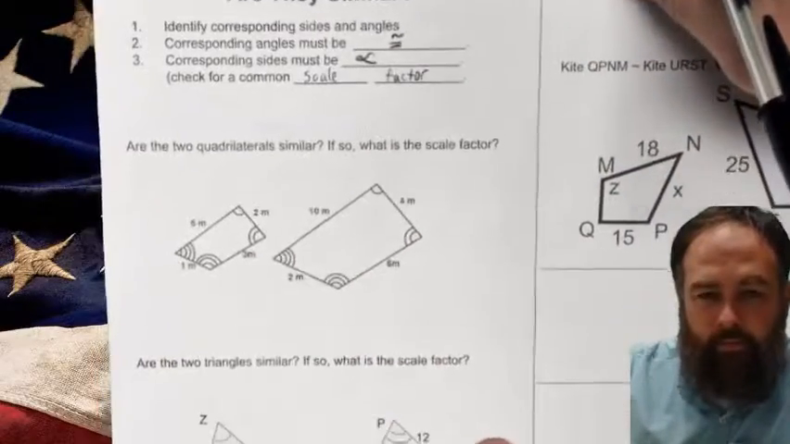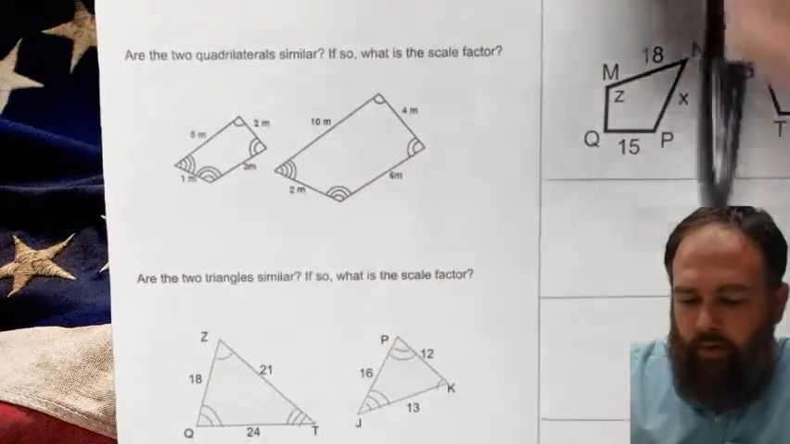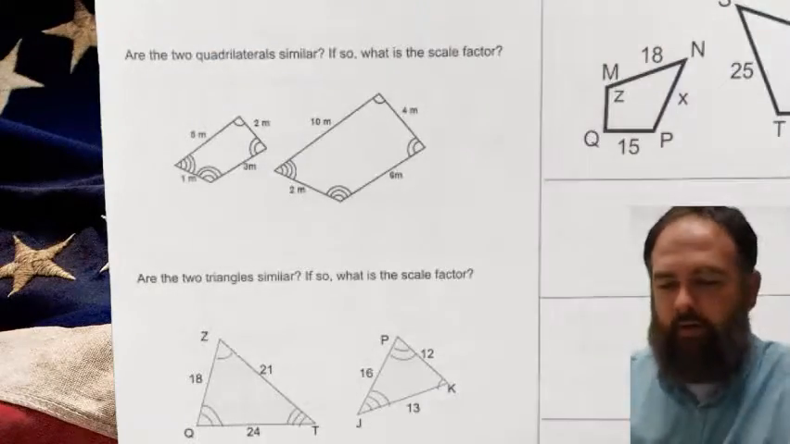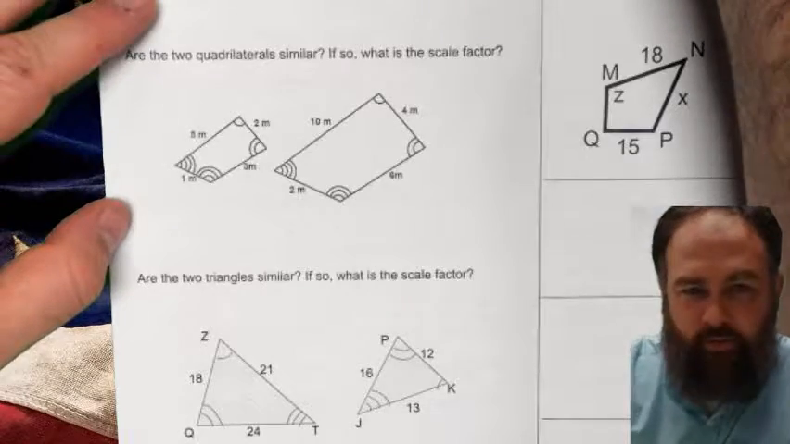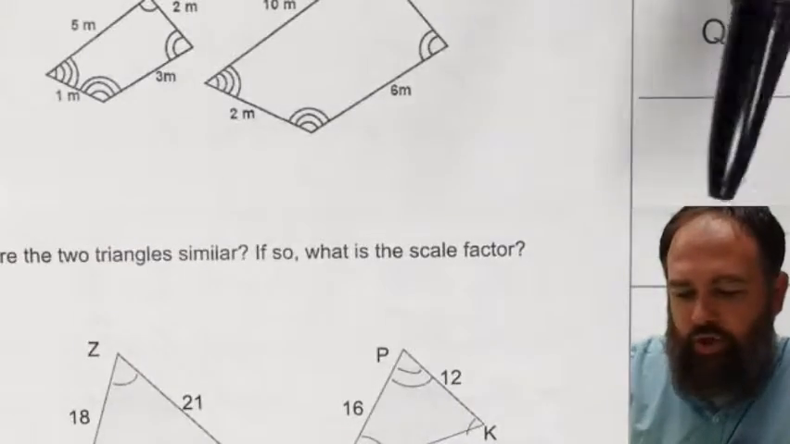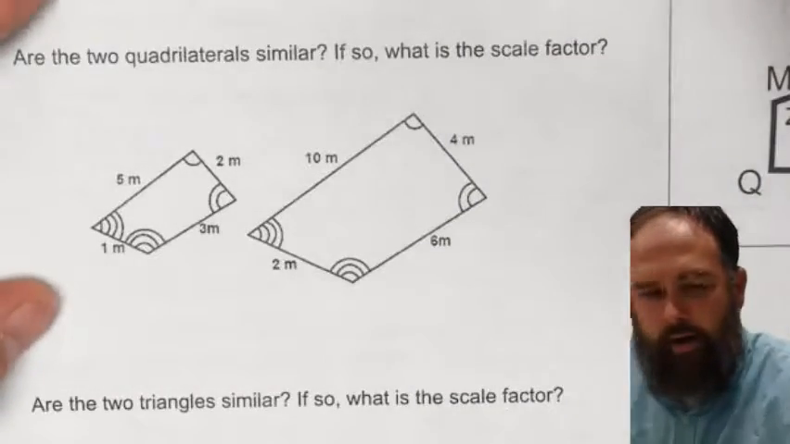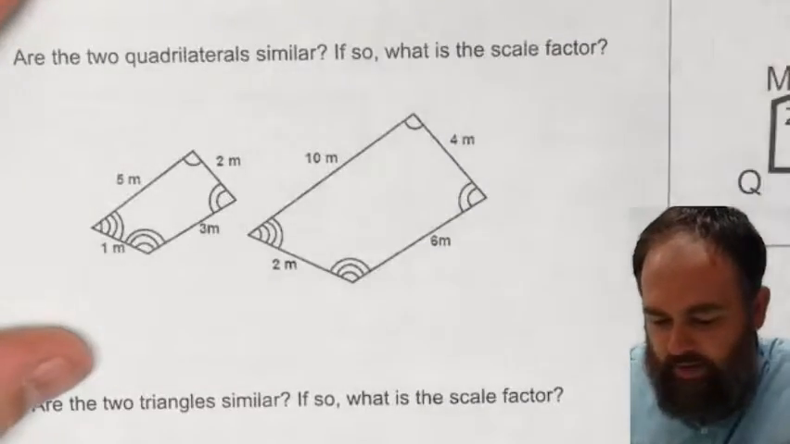Okay, so are the quadrilaterals similar, and if so, what is the scale factor? What we're going to do is first check to make sure that we have corresponding angles that are congruent, which was our step number 2 over there.